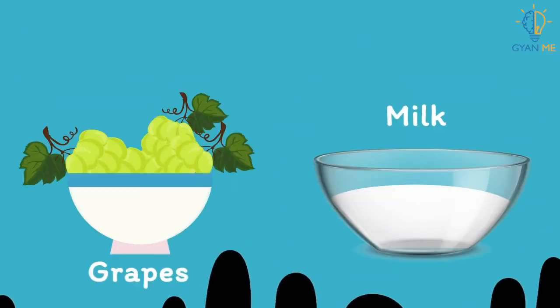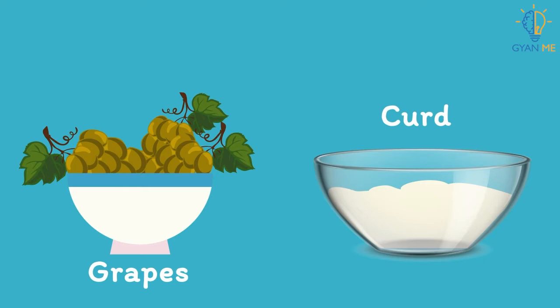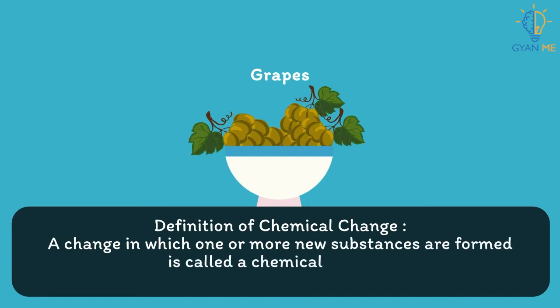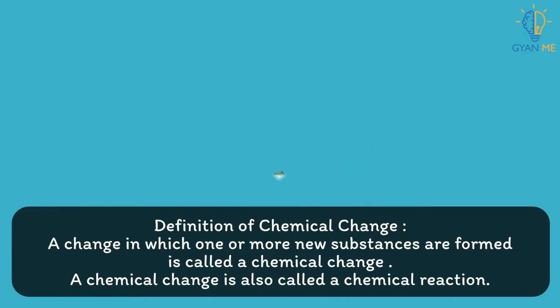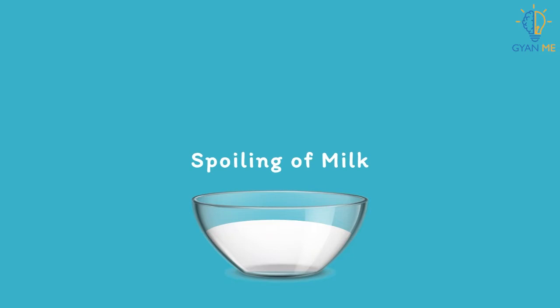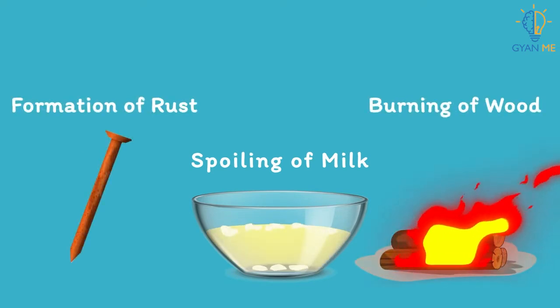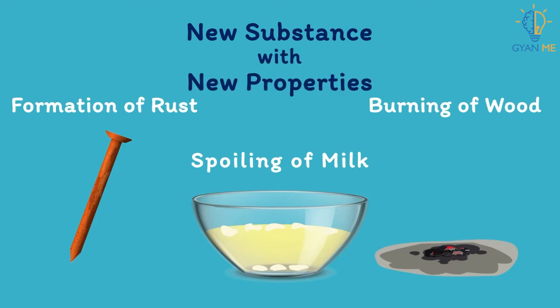We have seen in our last video what is chemical change. So we had defined chemical change as the process in which new substance with new properties are formed. Chemical change is also known as chemical reaction. Do you remember any examples? Like spoiling of milk, formation of rust on iron nail, burning of wood. What is happening in all these processes? Absolutely. Here, new substance with new properties are forming.